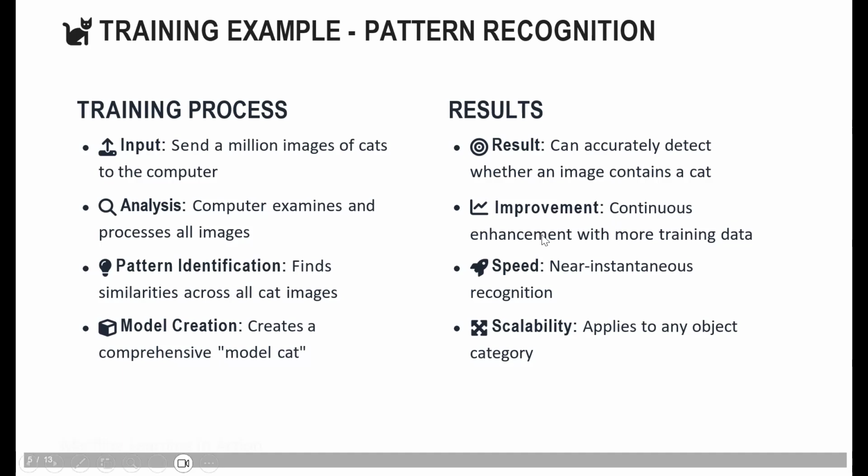Improvement, continuous enhancement with more training. Whenever we train on n number of data sets, it will enhance automatically and give more accurate results. Speed, near instantaneous recognition. Yes, the speed is very high, because if we use traditional methods such as CNN and NN, the complexity of the algorithm is very low. So that's the reason the speed is very high. Whenever the algorithm's complexity is low, we get a very good result in terms of speed.